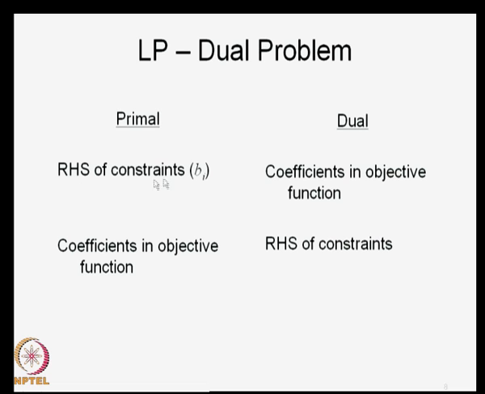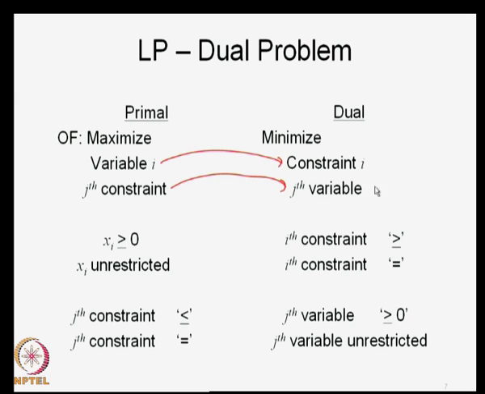Then the RHS of the constraints, that is the right hand side value of the ith constraint, which is bi, becomes the coefficient in the objective function. And the coefficients in the objective function of the primal become the RHS of the constraints. So, this is how you relate the primal problem to the dual problem.